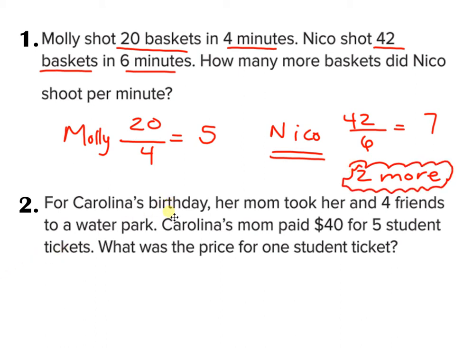Okay, for Carolina's birthday, her mom took her and 4 friends to a water park. Carolina's mom paid $40 for 5 student tickets. What is the price for 1 ticket? So let's find the unit rate. We have $40 over 5 tickets. So put that into your calculator. 40 divided by 5. Your answer should be $8 for 1 student ticket is what it costs Carolina's mom to go to Carowinds.